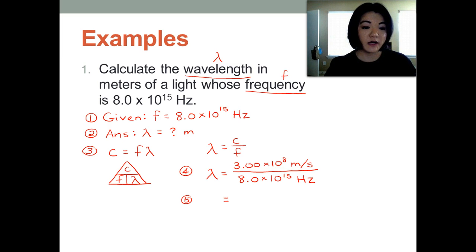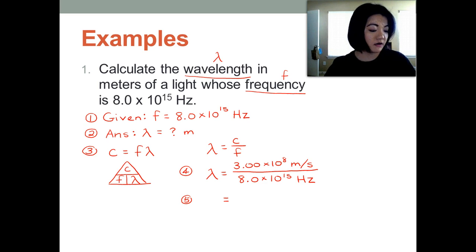Your answer is going to depend on the given, or the sig figs of the answer is going to depend on your given. So you have 2 sig figs in the given, so your answer will need 2 sig figs, okay?